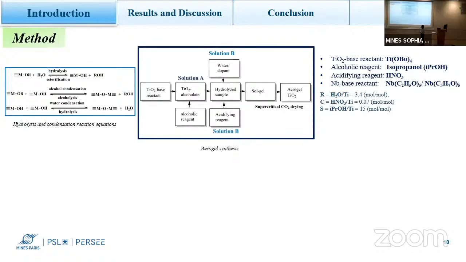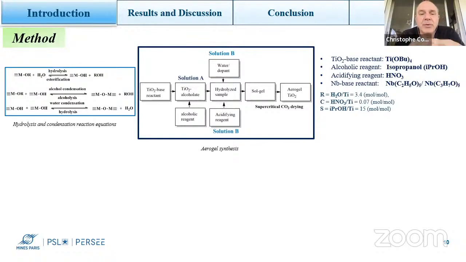After we aged our gel, we do a solvent exchange to replace the water and acid inside, to replace everything, to make sure the rest is all isopropanol, all alcohol, so that before we do the supercritical drying there's no water inside. Okay, after the aging. Yes. Okay.